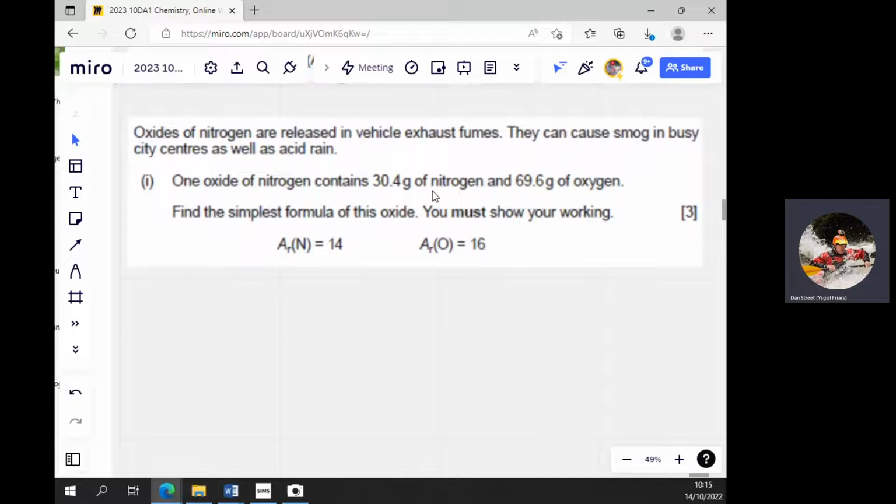And we've got 30.4 grams of nitrogen, and we've got 69.6 grams of oxygen. So that's the key information you need, the mass of the elements involved. And I think at GCSE, it's likely to be only two elements that you need to worry about, okay?